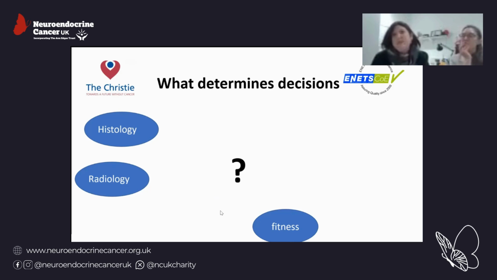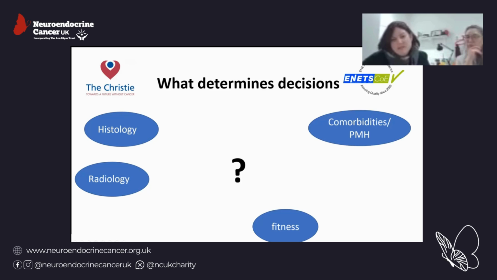So when we're looking at fitness, we look at something called the ECOG performance status. So that's the Eastern Cooperative Oncology Group. So we look at, 0 is very fit, up and about and active, 4 is bed bound. So if you've got a patient who is spending more than 50% of the day resting, it's unlikely that they will be fit enough to have chemotherapy, for example, because the risks outweigh the benefits.